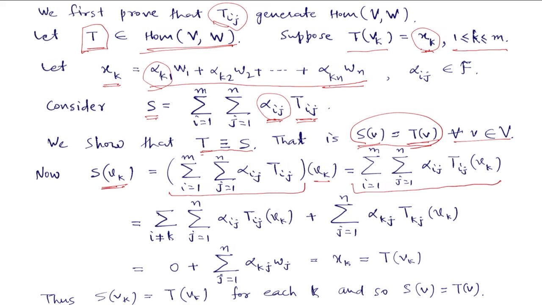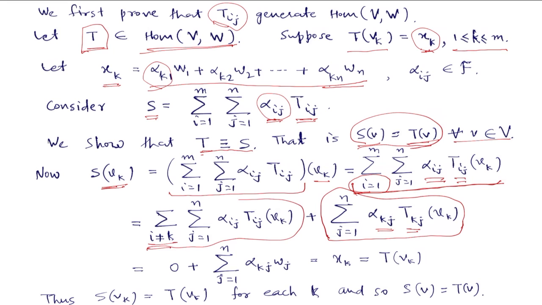Now we shall separate this summation into two parts. In one part we shall take all i's which are not equal to k, and one part where i is equal to k. The part i equal to k is this one. When we put i equal to k here, we get alpha kj and Tij becomes Tkj. So this is corresponding to i equal to k, and this summation is corresponding to i not equal to k.